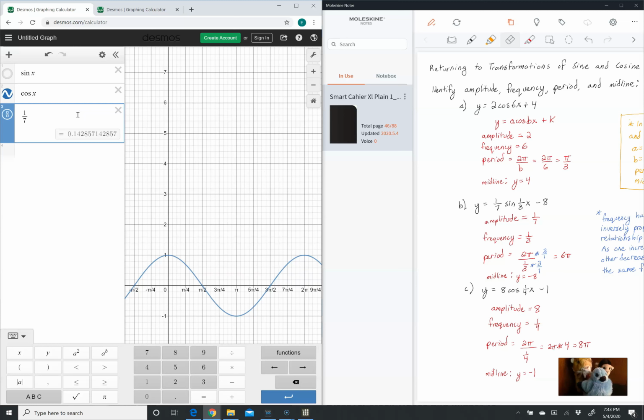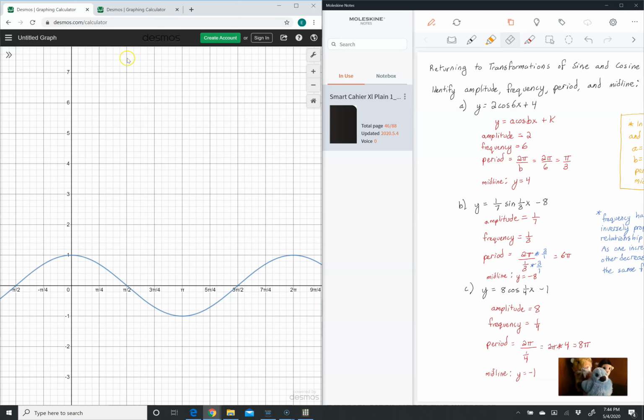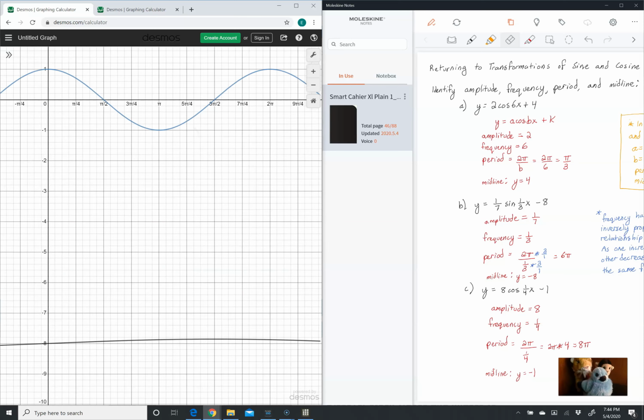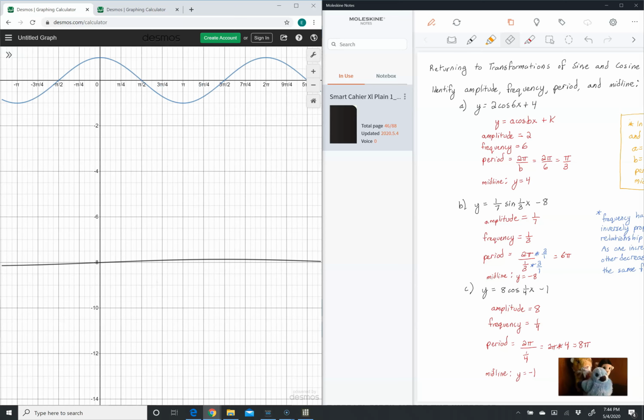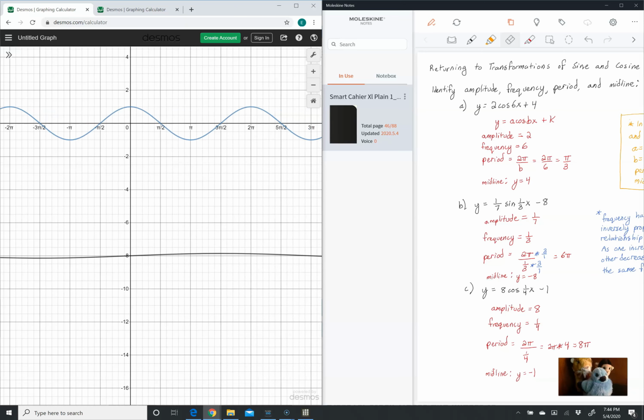So we're going to do 1/7 sine of 1/3 x minus 8. Okay, so let's see where that went. So notice that you can't see it in this window. Reason why you can't see it in this window is because we moved the wave down. We moved it down by 8. This window, as of this moment, only goes to -3. So we're going to go all the way down to 8. Okay, let's make it a little bit smaller so that you can see.